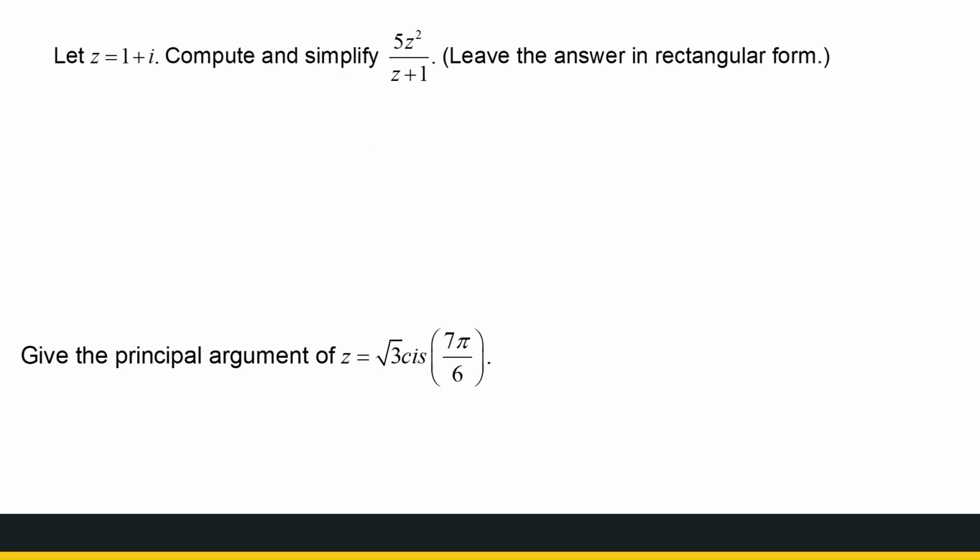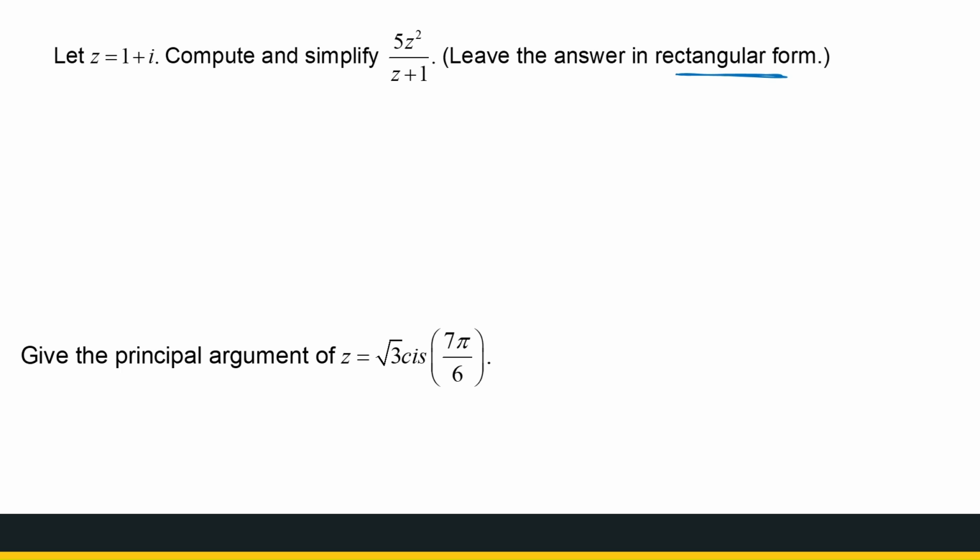All right, next one. There's 2 questions here. Pause, try it yourself, and let's see. The first one: let z be equal to 1 plus i. Compute and simplify. Now here's a complicated question. We're told to leave the answer in rectangular form, and that's just a little hint to tell you don't change it to polar, leave it as is.